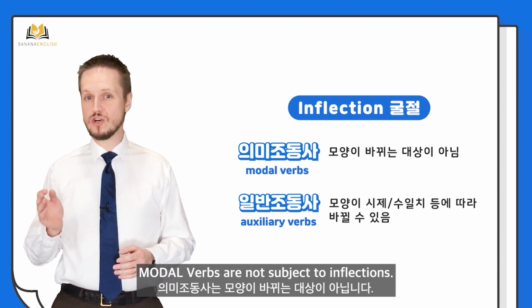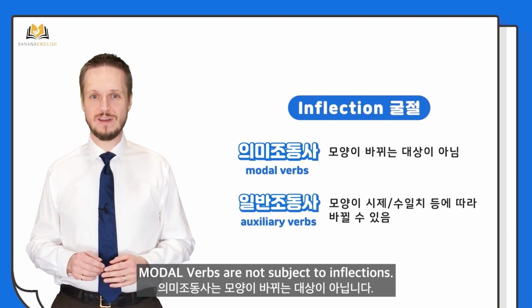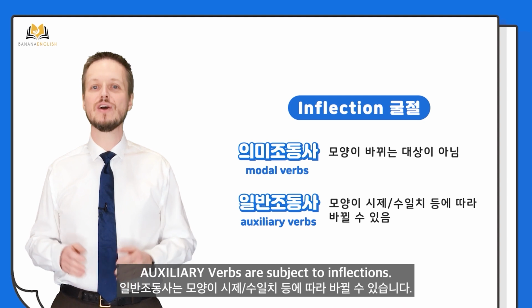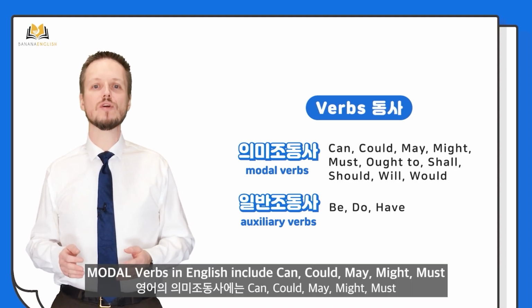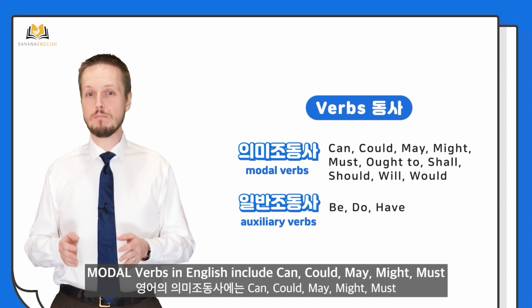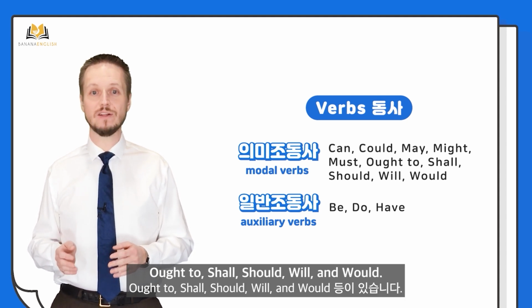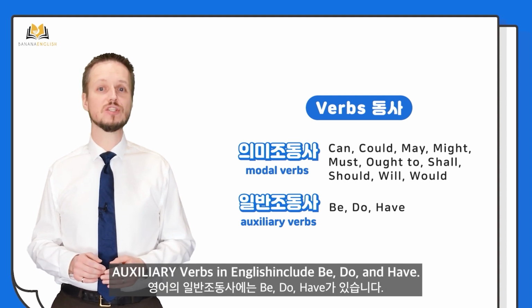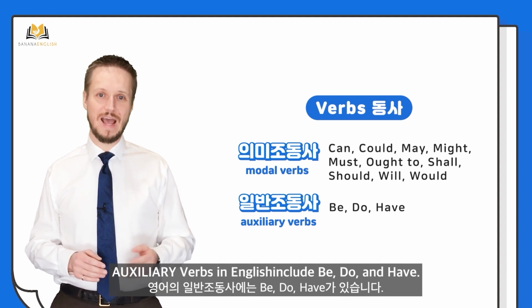Inflection: modal verbs are not subject to inflections. Auxiliary verbs are subject to inflections. Verbs: modal verbs in English include can, could, may, might, must, ought to, shall, should, will, and would. Auxiliary verbs in English include be, do, and have.